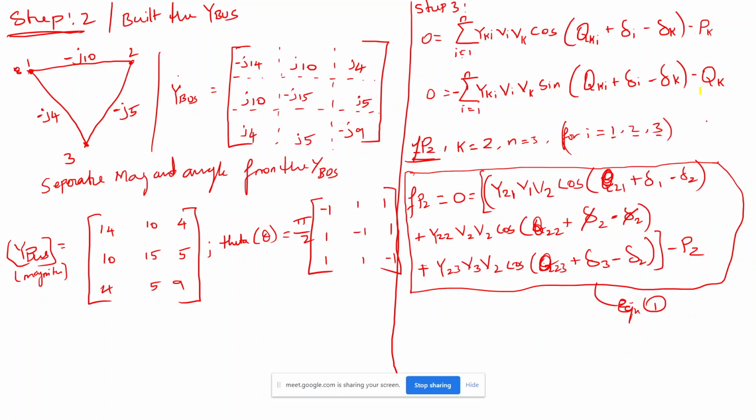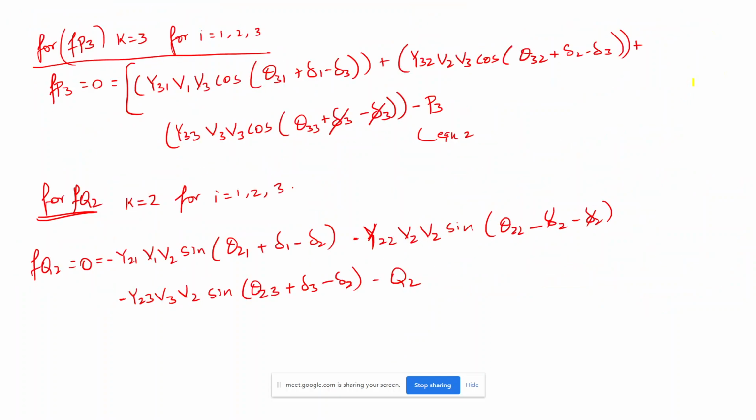So this is from this one. So here it is minus. Previously the P2 and P3 we got from here, but Q2 we are getting from this. So K will be this one, and if you see, the same thing will be reflected here also. Okay. So we got the equations now.